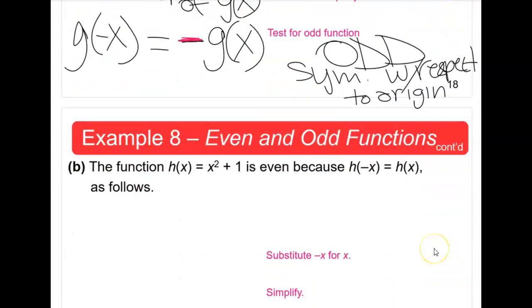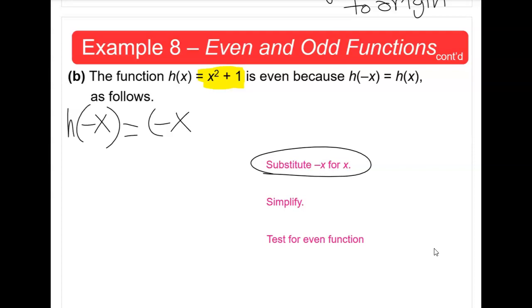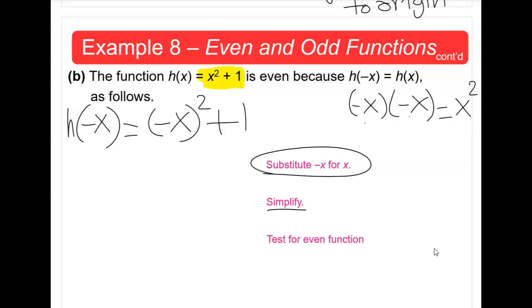Okay, next example. Now we're going to check the function that we have here. That's the original equation. Just like it says here, we're going to substitute x with negative x. So we're going to have negative x in parentheses, squared, and then plus 1. By simplifying that, the negative x squared is like negative x times negative x. Negative times a negative is positive, so positive x squared plus 1.